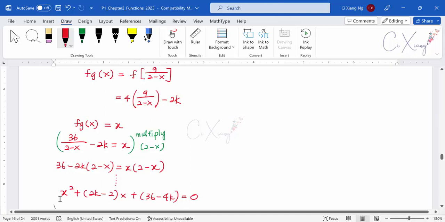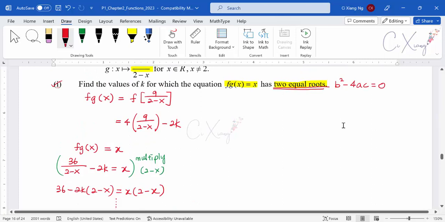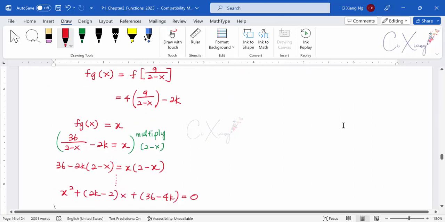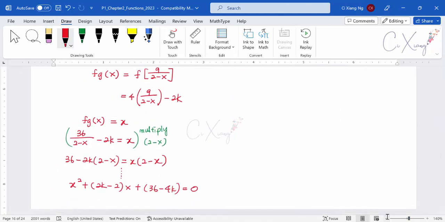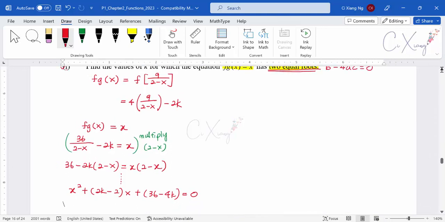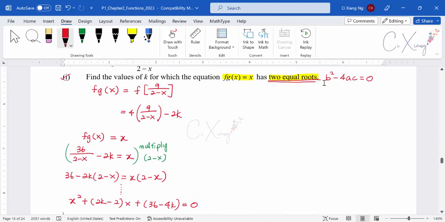When I already have the quadratic equation, I can continue to use the discriminant formula. Because for this question, they are saying that we have two roots when fg(x) equals x. So from fg(x) equals x, you can replace it to become a quadratic equation. Therefore, now you can start using b squared minus 4ac equals 0.